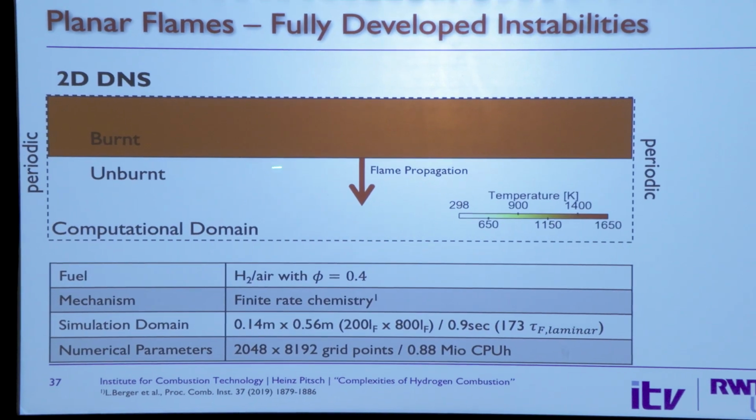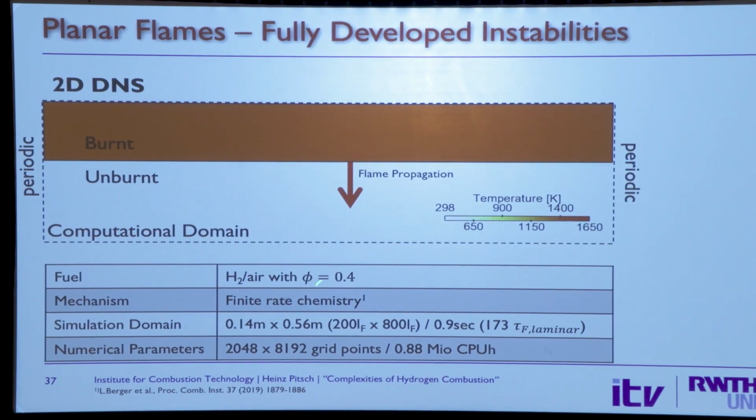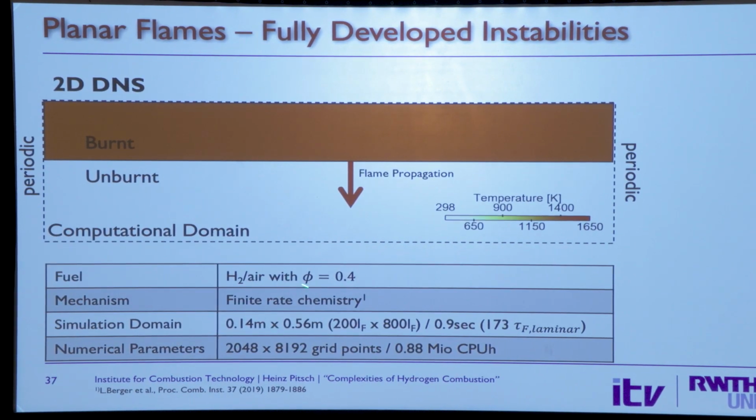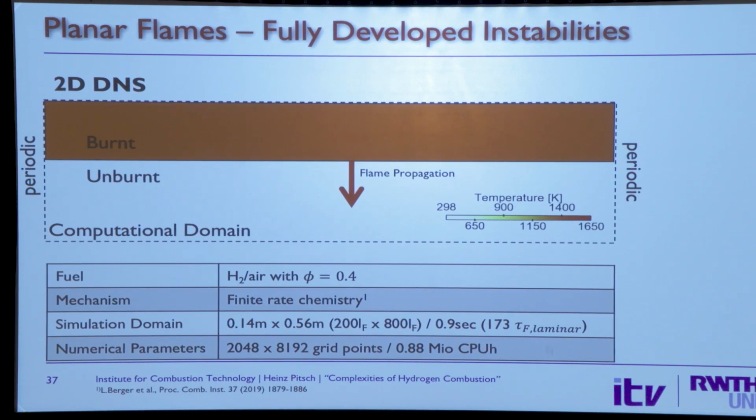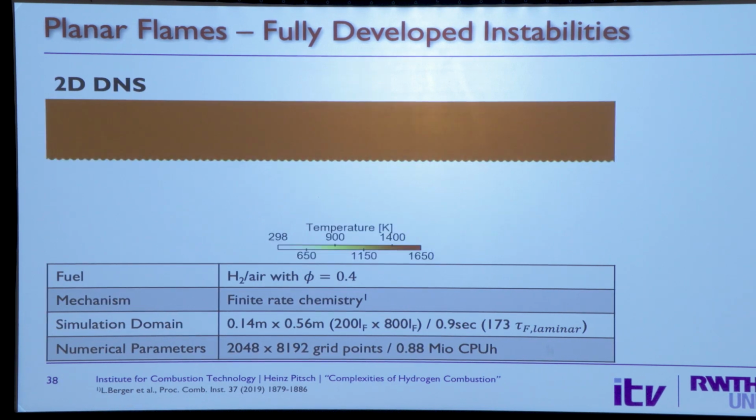We do a 2D simulation. It's burned on top, unburned on the bottom. It is a hydrogen-air mixture, equivalence ratio 0.4, otherwise standard conditions. Turns out these simulations are quite expensive. We have a small inflow here to keep the flame in the domain. The flame wants to burn down, so we have an inflow to keep the flame inside the domain. We put a small perturbation here, but it doesn't really matter what the perturbation is.